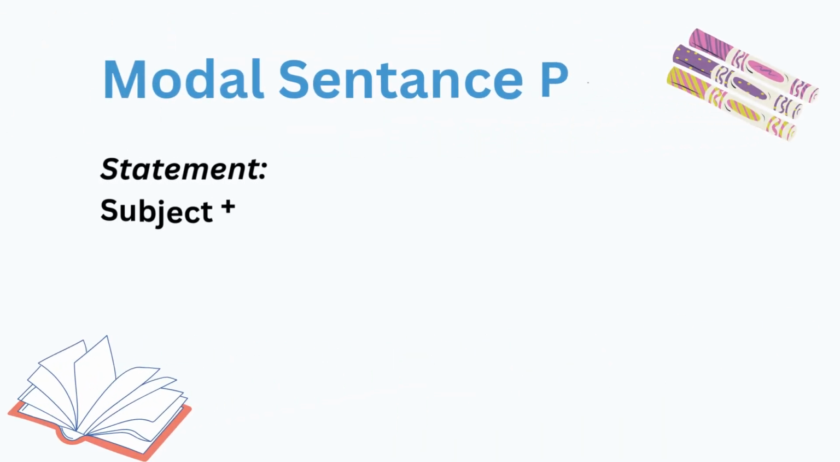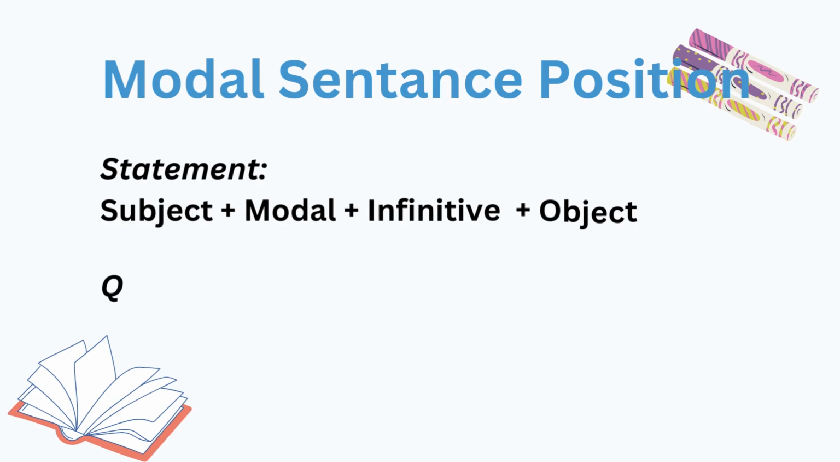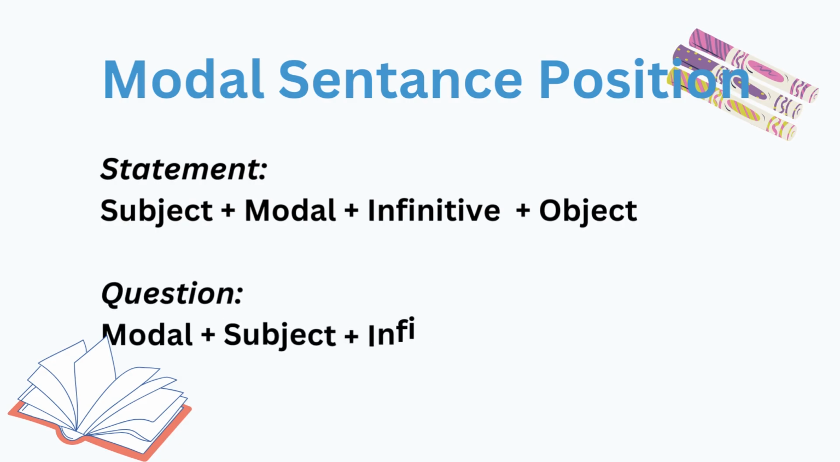Before I get into examples, I just wanted to mention that when we use modal verbs in a sentence, they appear in the following ways. For a statement, the format is subject, modal verb, infinitive, and then object. And if we're asking a question, we use the modal verb first, then the subject, then the infinitive, and then the object. So if we go over some example sentences, this will make more sense.